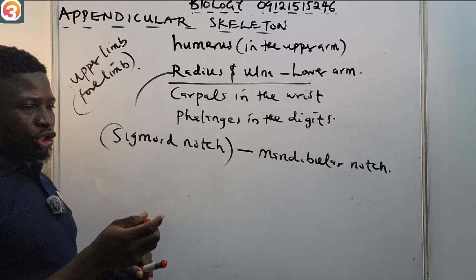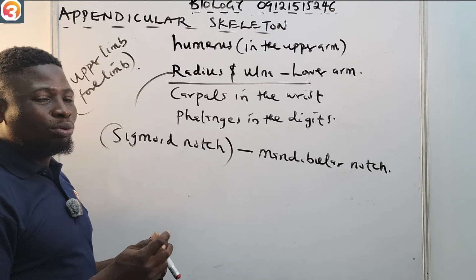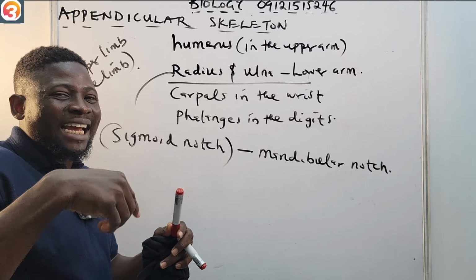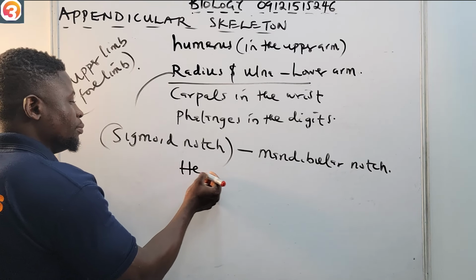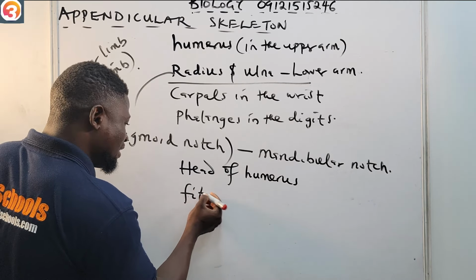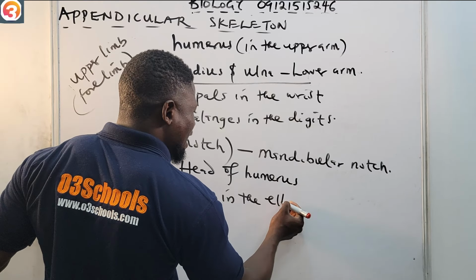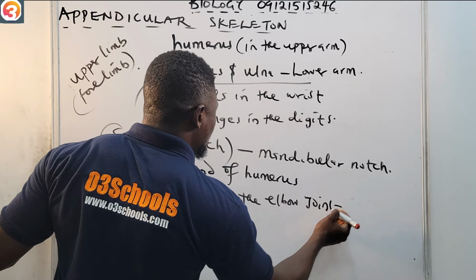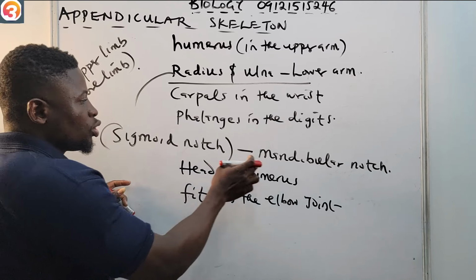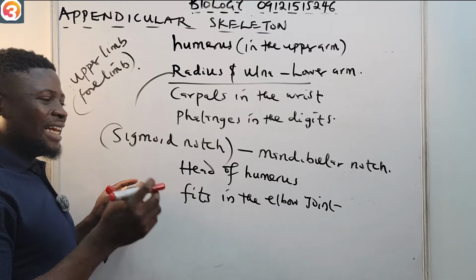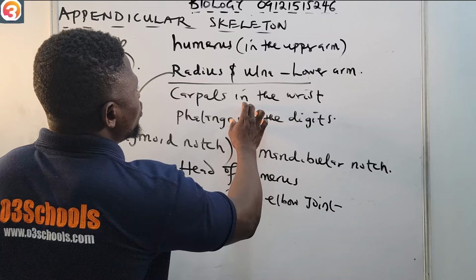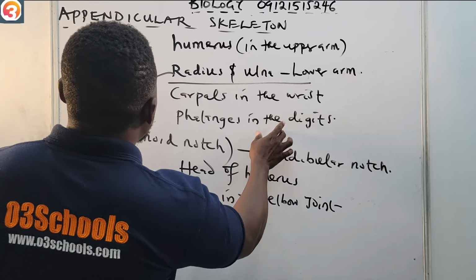In it, the head of the humerus fits, F-I-T-S, in the elbow joint. So we say the radius and ulna in the lower arm form the sigmoid notch, also called the mandibular notch, in which the head of the humerus fits in the elbow joint. Already we know carpals are in the wrist, and phalanges are in the digits.